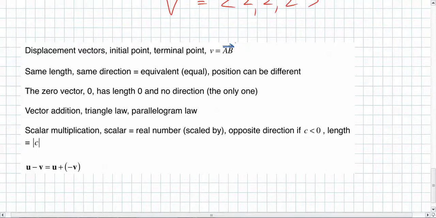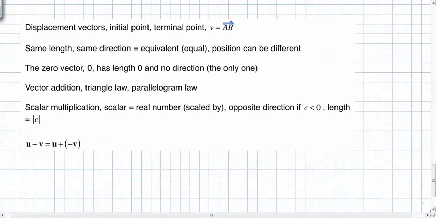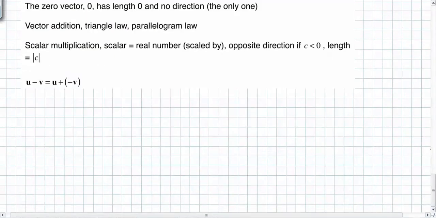The 0 vector has length 0 and no direction. Vector addition, triangle law, parallelogram law. When you add vectors together, what do you add? If you have 2 vectors and you add them together, what do you add together? The corresponding parts, right? The x values you add together, the y values you add together, and the z values you add together. Right, exactly. So the idea is this. If you have 2 vectors, let's say in 2 space, you've seen this before, you had one vector going off like this.